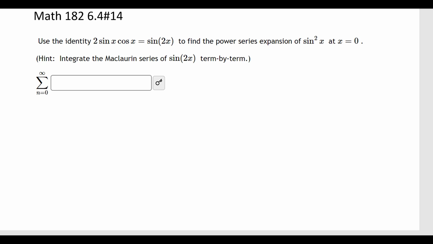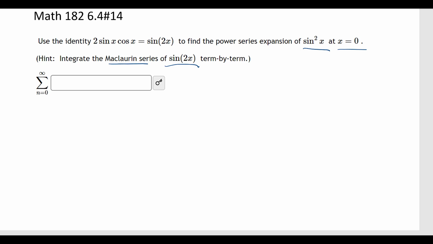So we're going to use this to find the power series for the expression sine squared x at x equals 0, so the Maclaurin basically. And they give us a hint. We're going to take the Maclaurin series for sine 2x, and then we can integrate it to get sine squared x. And let me show you why that's the case.